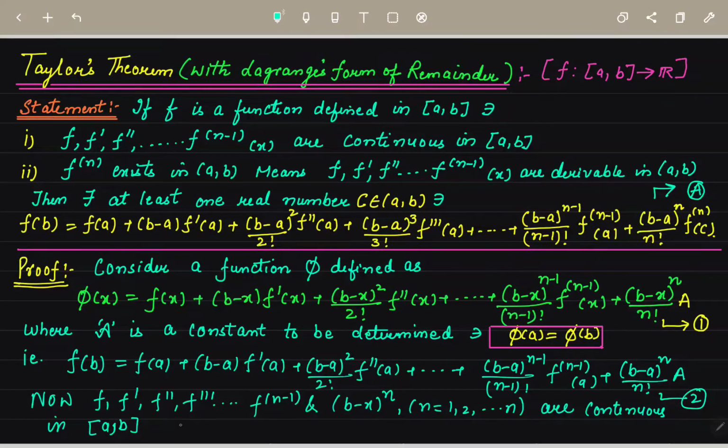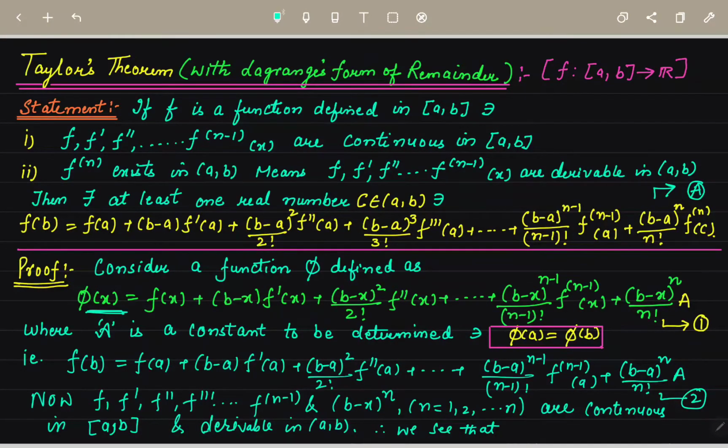So I will write here: and derivable in the open interval (a, b). Therefore we see that this function, this phi of x, basically satisfies the conditions of Rolle's theorem.